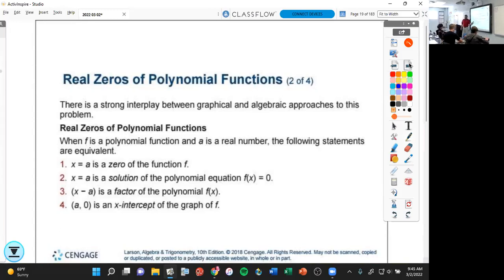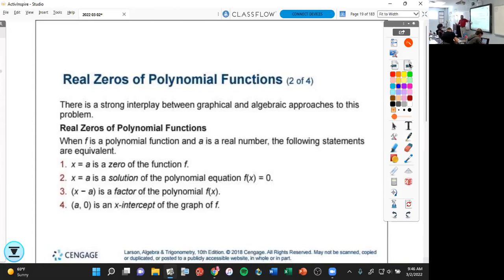X equals a. That a is the zero of the function f, meaning if I take a and plug it into the function, the output will be 0. Okay. X equals a is a solution of the polynomial equation f of x equals 0. That's what I just said. So 1 and 2 are very closely related. Look at number 3.